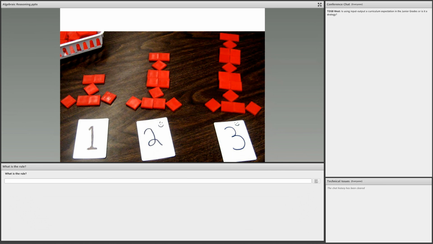So here is a pattern that a student created. I think this was a grade 3 student. And so analyzing this pattern, let's see some of the conjectures that you have about what the rule is for this pattern.